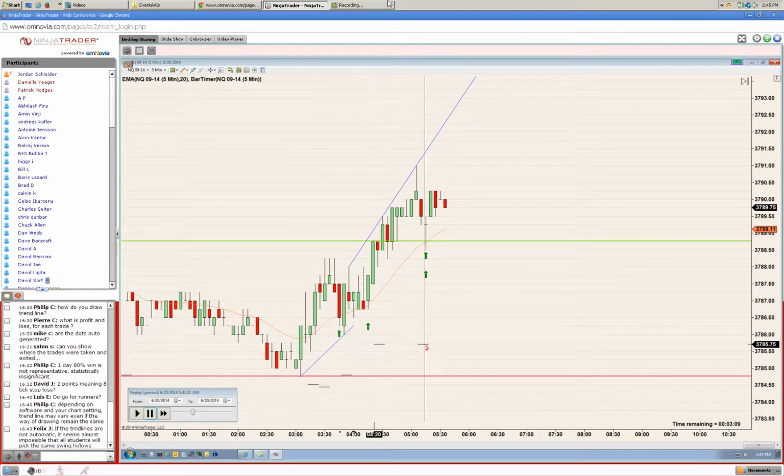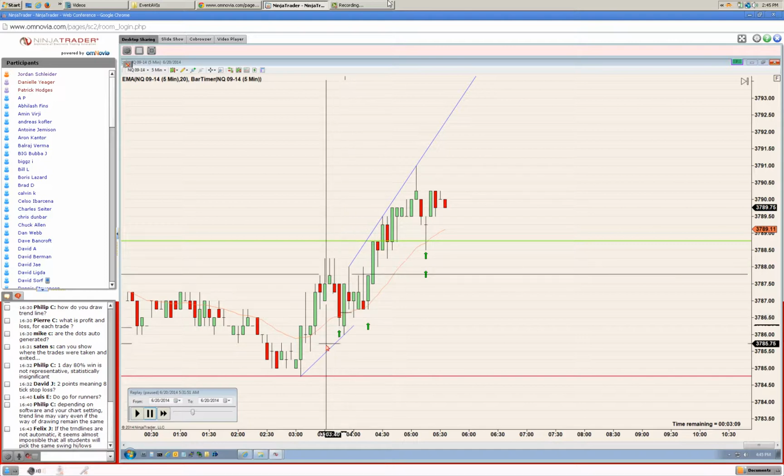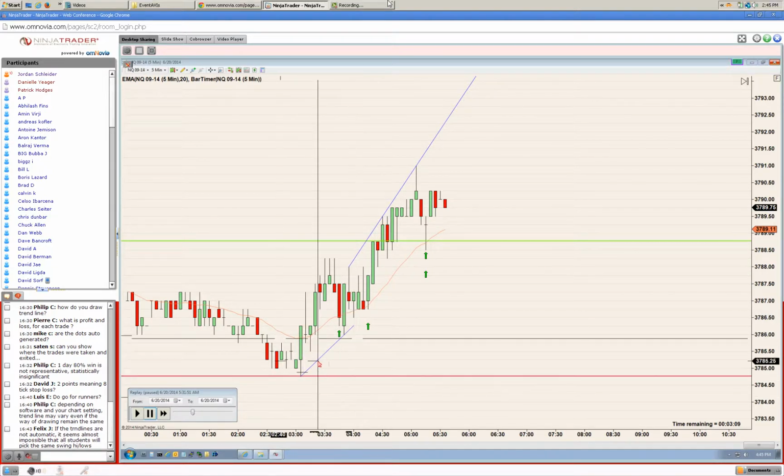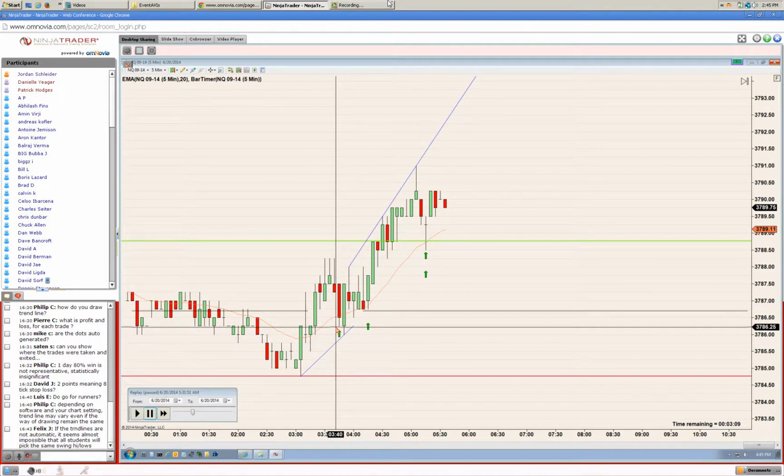And this would be a price failure low. And then over here you have a price failure high. Here you have another price failure high. So those are the first pieces that you use to draw trend lines. So you draw from price failure to price failure.